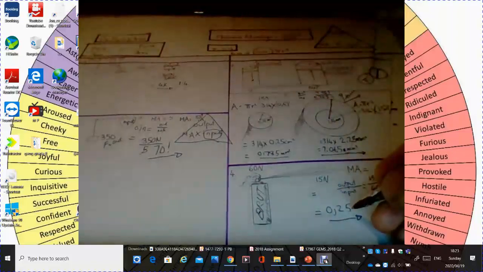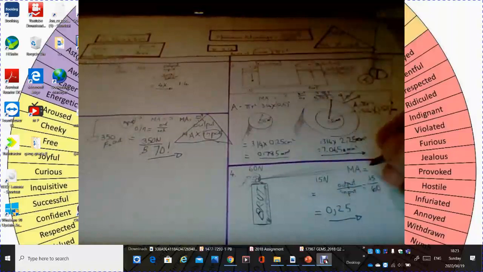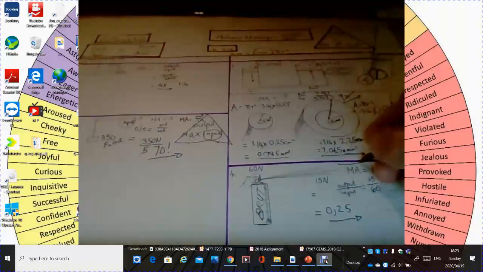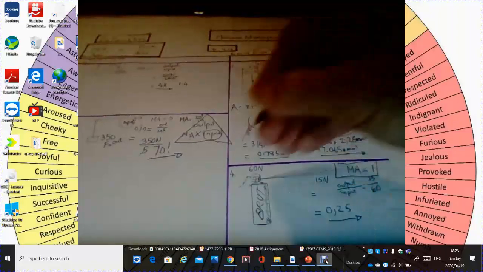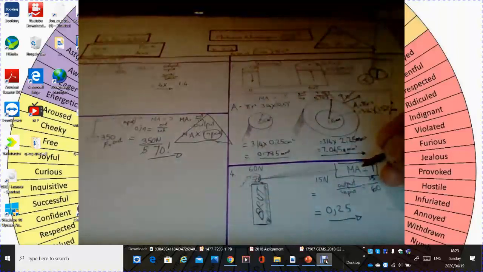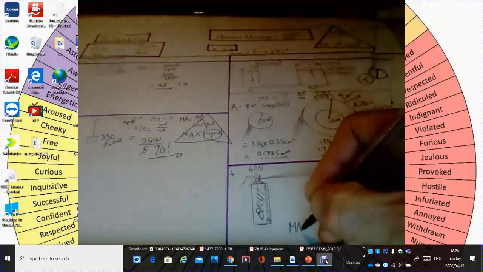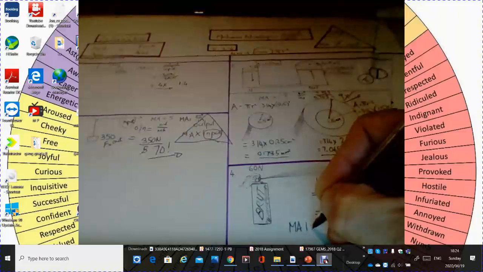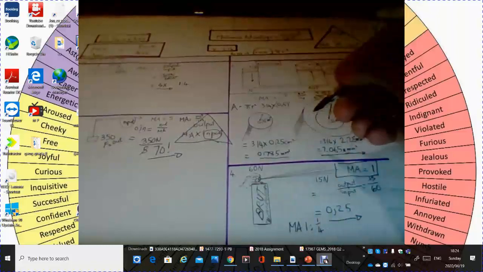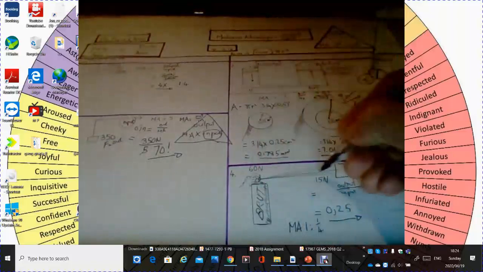It is less than 1, which means we do not have a mechanical advantage. If your mechanical advantage is 1, it means it's balanced. Your input is the same as your output. We don't want that with technology. We want our mechanical advantage to be greater than 1 so that what we put in multiplies. But in this case, I forced down 60 newtons, but I only got 15 newtons out. So my MA is 1 is to a quarter. So for every 4 newtons I push in here, I only get 1 newton of power out.